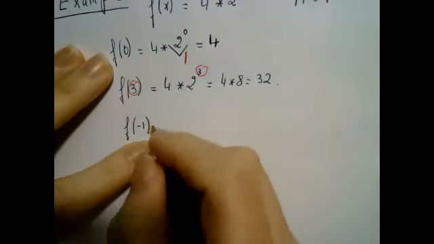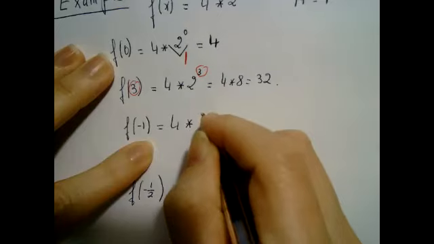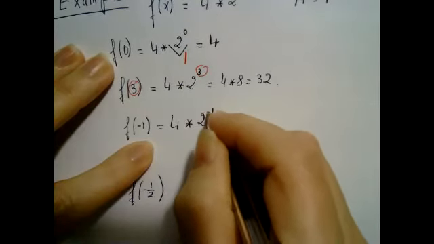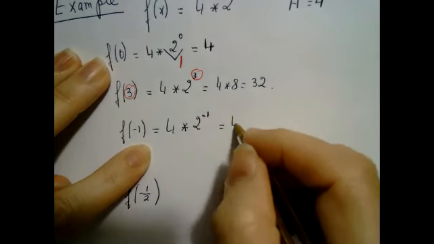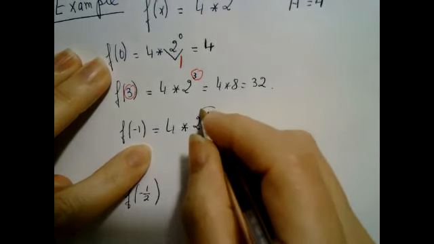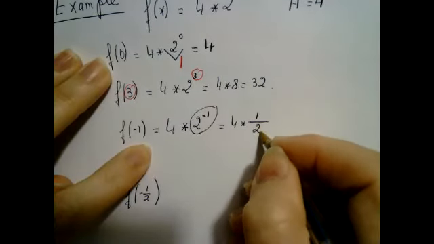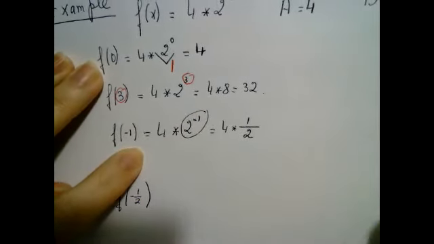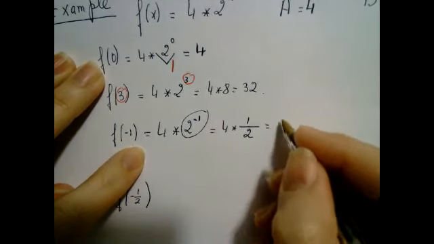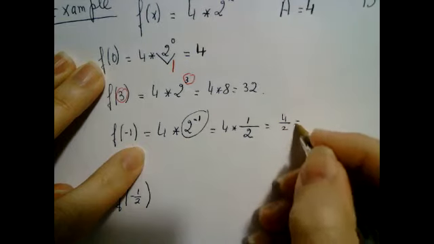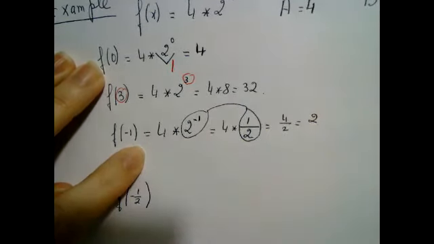Okay, the first one, what did you get? 2? Okay, let's make sure. That's 4 times 2 to the minus 1. A number to a negative power is 1 over the number. I didn't want you to use a calculator, I wanted you to remember those. 4 times a half is 4 over 2, which is 2. So 2 to the minus 1 is 1/2.